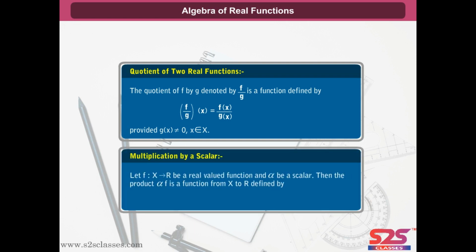Multiplication by a scalar. Let f be a real valued function and alpha be a scalar. Then the product alpha f is a function from X to R defined by (alpha f)(x) = alpha times f(x), where x belongs to X. Let us summarize what we have learned.